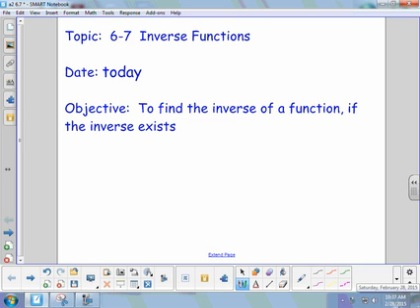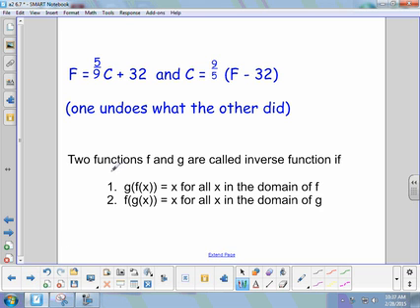All right, today we are doing 6-7, inverses of functions. Today's date is today. Our objective is to find the inverse of a function if the inverse exists.